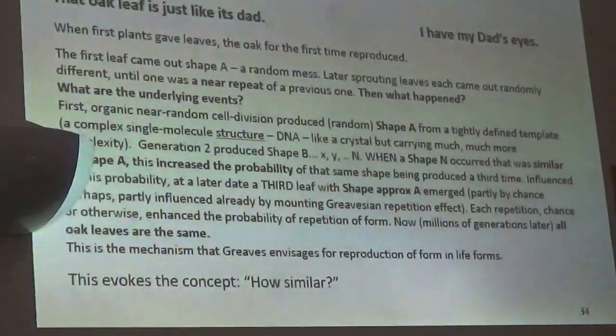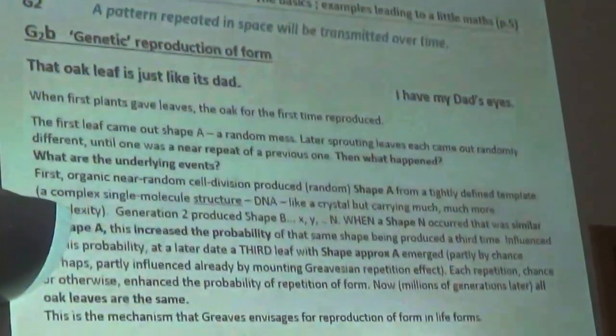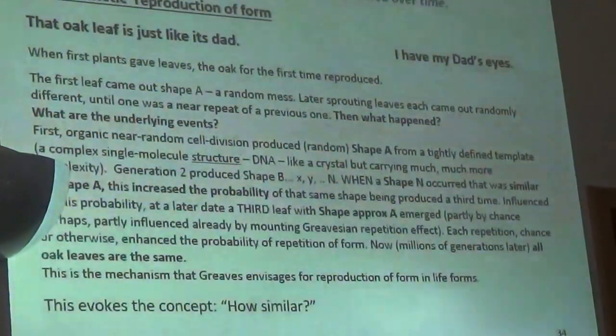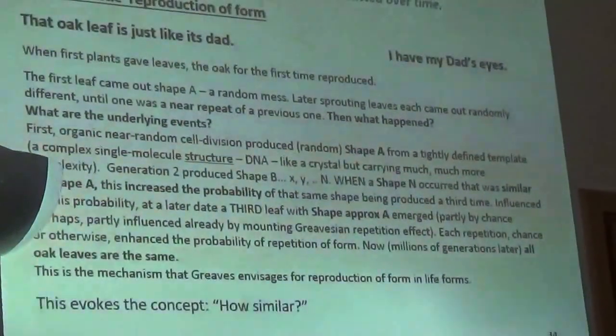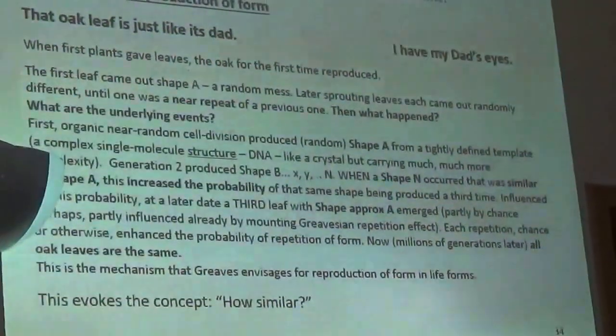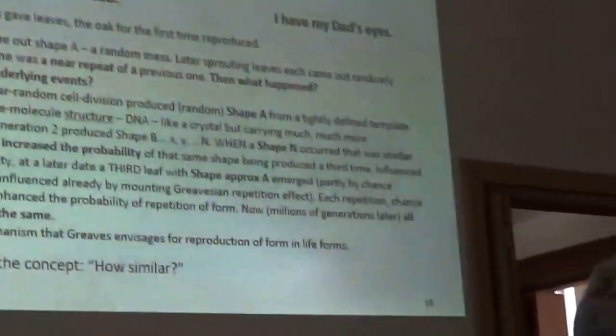Generation 2 produced shape B, and so on up to N. When shape N occurred that was similar to shape A, it was a fact that had happened and increased the probability of that same shape being produced a third time from that particular DNA, which had no information written on it, was just a beautiful crystal, a beautifully symmetrical crystal.